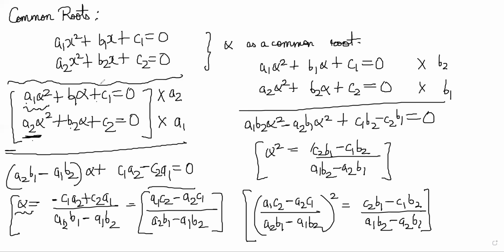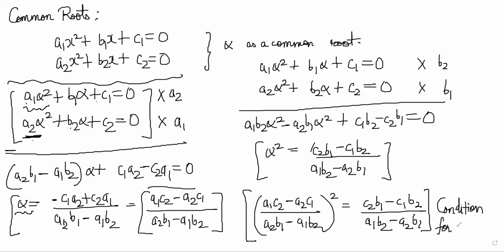What we did was take alpha as a common root and put alpha in both the equations. Once we solved for alpha, and once we solved for alpha square by eliminating the other variable, we got alpha equal to something and alpha square equal to something. Then we square the term that has alpha and equate it to the alpha square term, and you get the condition. This is the condition for one common root.